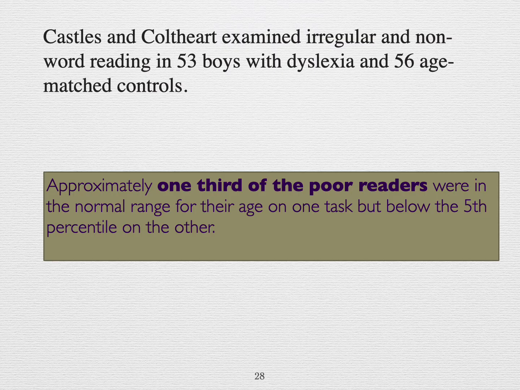So here's a case, I think a paper by Castles and Coltheart, who examined irregular and non-word reading, task A and task B that I've demonstrated here, 53 boys with dyslexia and 56 age-matched controls, and indeed, 1/3 of the dyslexic children were in the normal range on one of these tasks and seriously below the 5th percentile on the other, the double dissociation in developmental dyslexia.